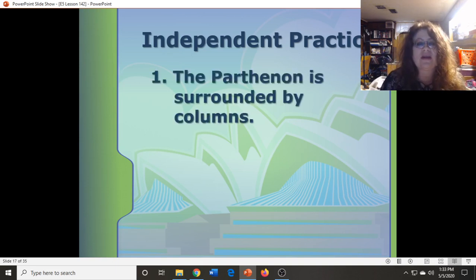The Parthenon is surrounded by columns. Find the prepositional phrase. By columns. Find the subject. The sentence is about the Parthenon. Find the verb. In this case, it's a verb phrase. Is surrounded. Is the helping verb. Surrounded is the main verb.